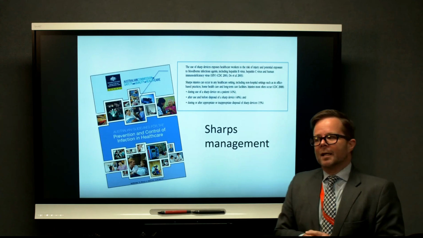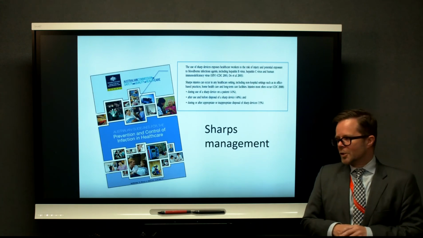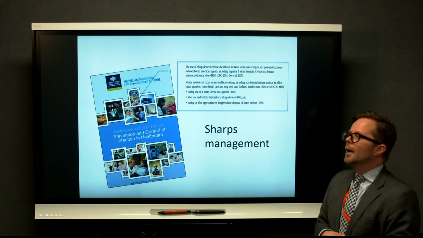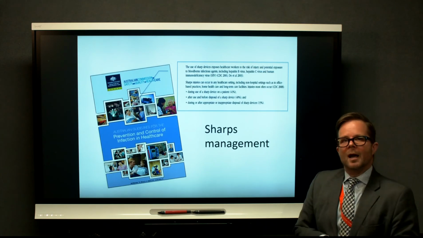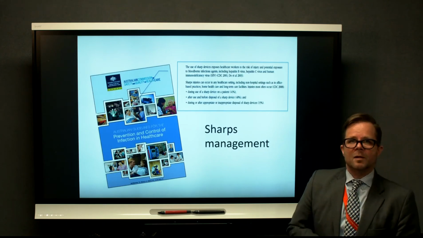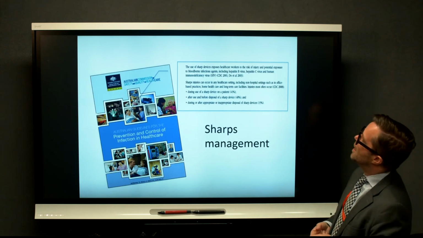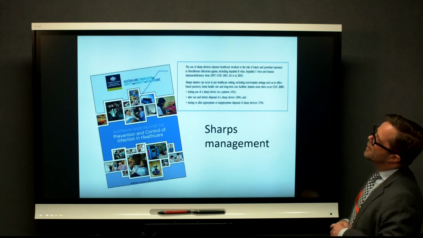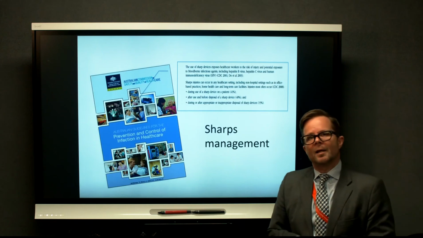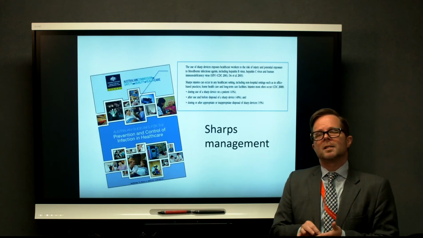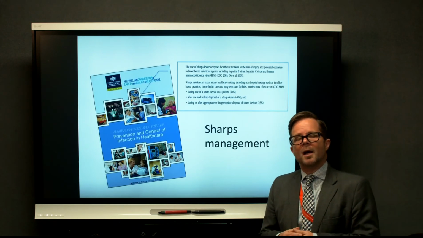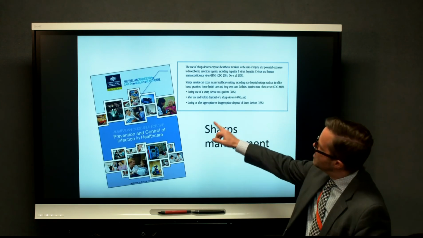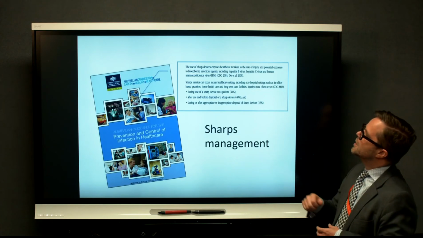And one of the last things I want to talk about is sharps management. So we use a lot of sharps in dental care. The syringe or the needle is the obvious one, but there's also sharp instruments such as dental scalers and things that we need to take particular care with, because they can actually penetrate our tissues or the tissues of our patients and carry with it infectious agents. So the way we manage sharps is really important.